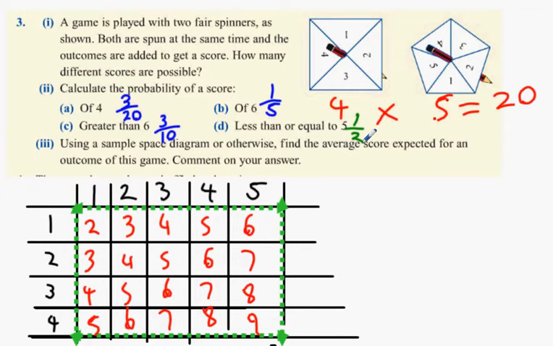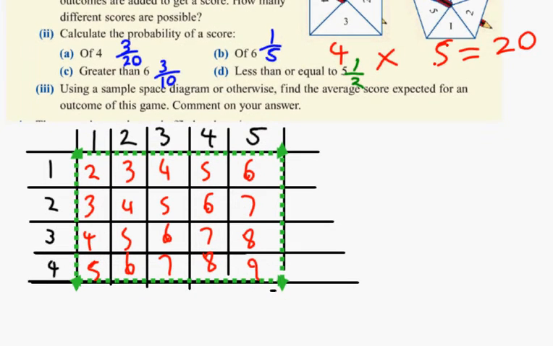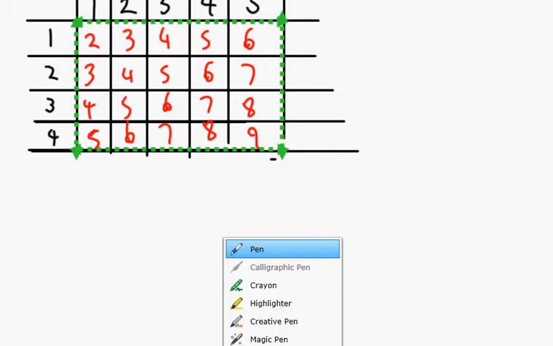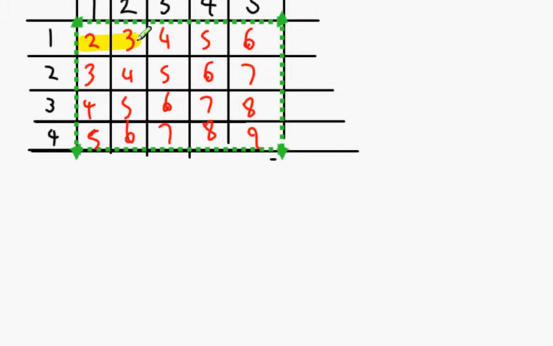Using the sample space diagram, find the average score expected for the outcome of this game. Comment on your answer. So for the average score, what I'm going to do is add up all my scores. I'm adding up 2 plus 3 plus 4 plus 5 plus 6. It's going to give me 20 when I add them all up together. 20 for the first 5 games, and then 7, 12, 25 for the second one.